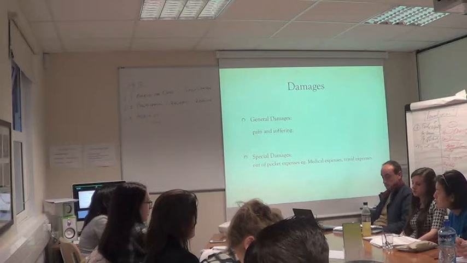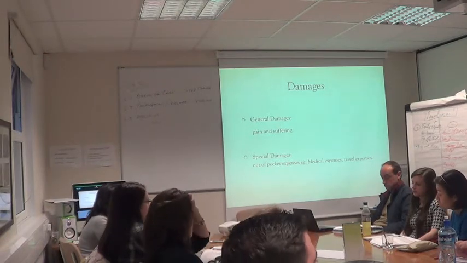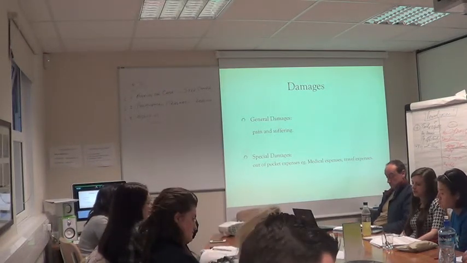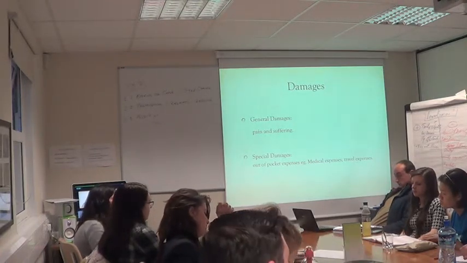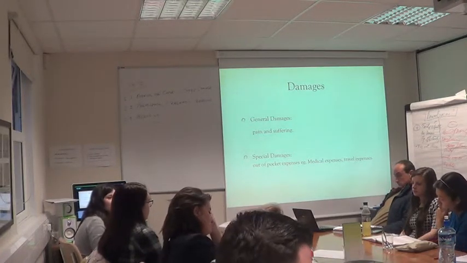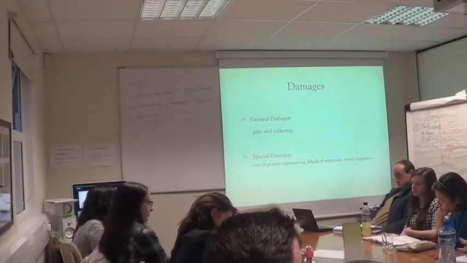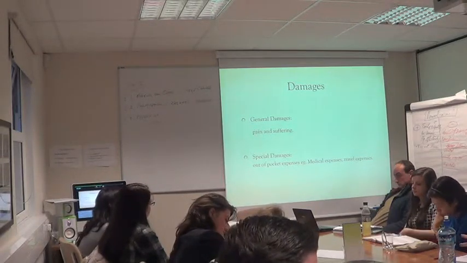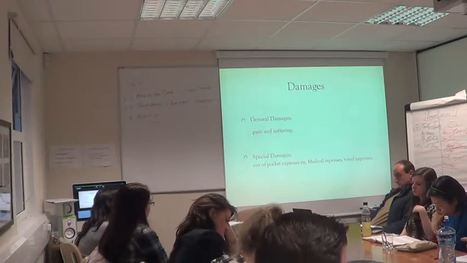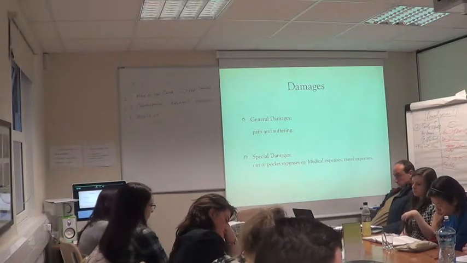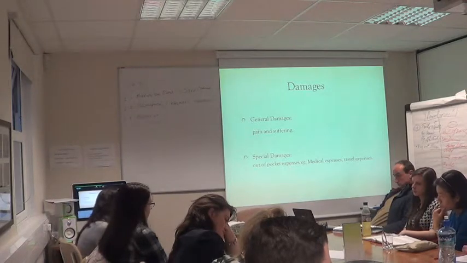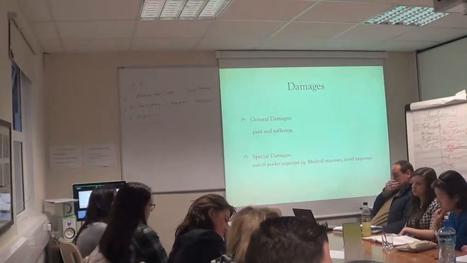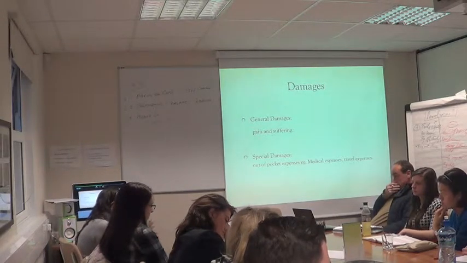Okay. So just moving on to damages. What damages are you going to claim for in your personal injuries action? So first of all, you have general damages, and this encompasses pain and suffering. So what is the damage? What is the loss? What's the suffering? You also have special damages, and this will encompass out-of-pocket expenses. So you could have medical expenses, medical reports, specialist doctor's visits, and you could also have travel expenses. These can be claimed for under what's known as special damages.